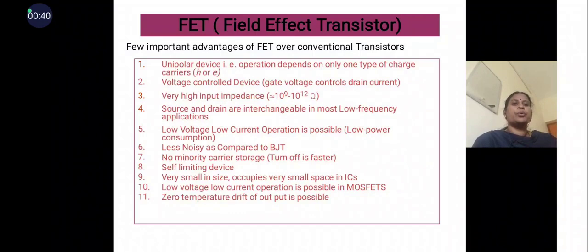FET is a unipolar device. Unipolar device in the sense that the operation of a FET device depends only on one type of charge carrier, that is, either electrons or holes. The current conduction is due to only one type of charge carrier, either electron or hole. Hence this device is called a unipolar device.